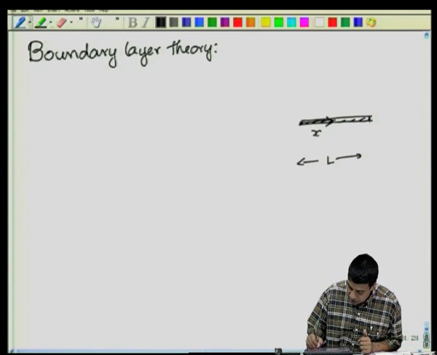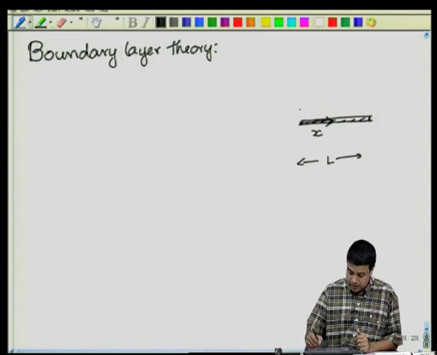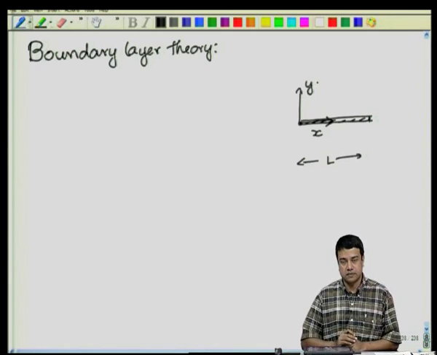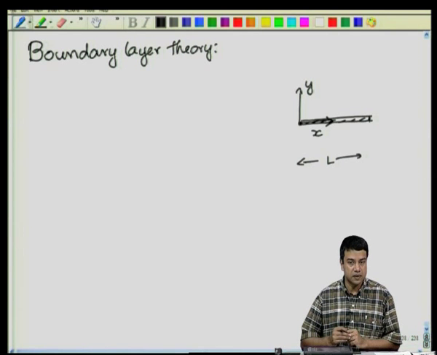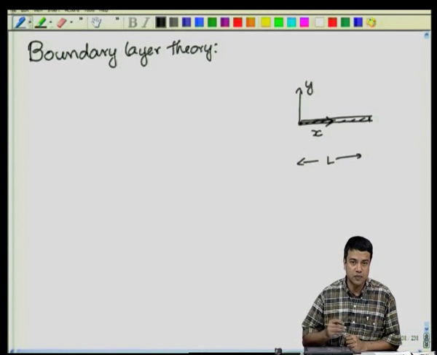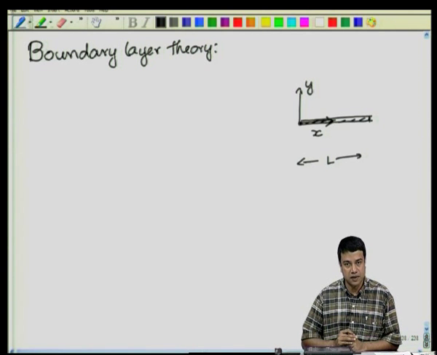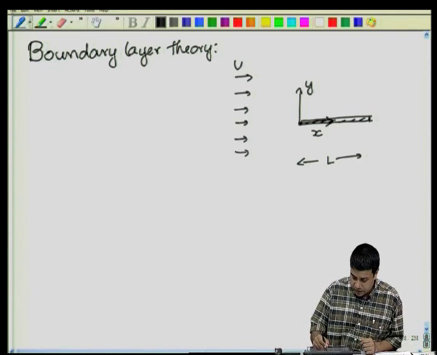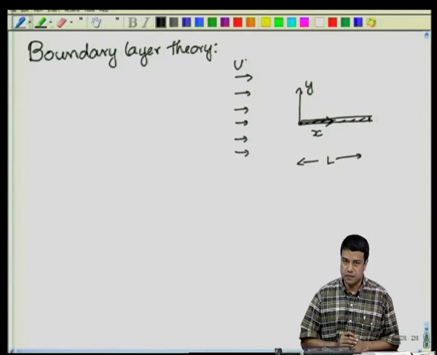The x coordinate is along the length of the plate and the y coordinate is perpendicular to the length of the plate. So, this is the simplest configuration that one can consider. It is two-dimensional because there is no variation in the direction perpendicular to the xy plane. The fluid is incident on this plate with a constant velocity U.